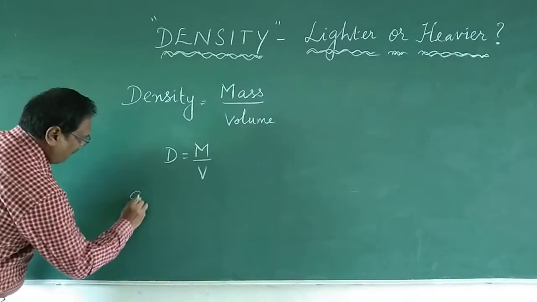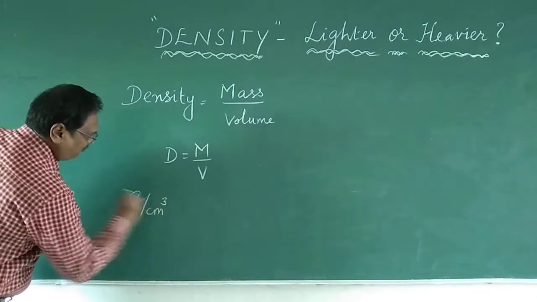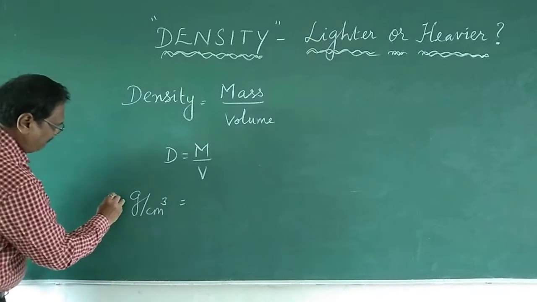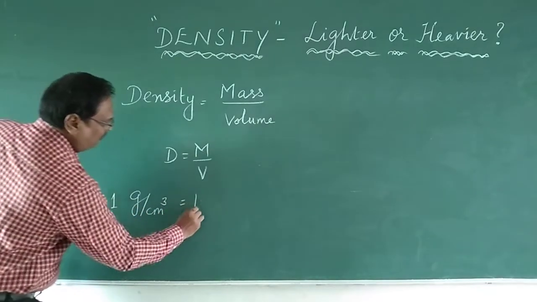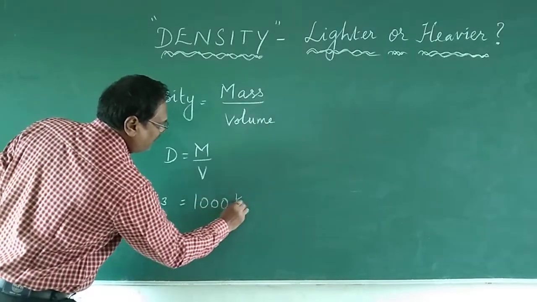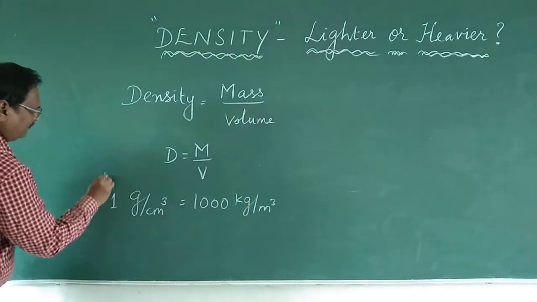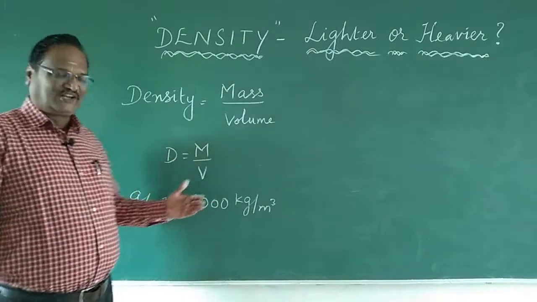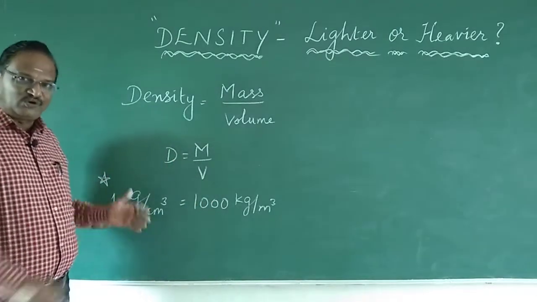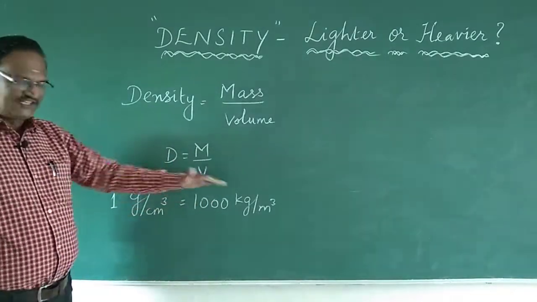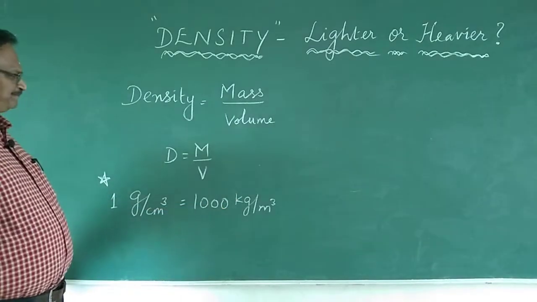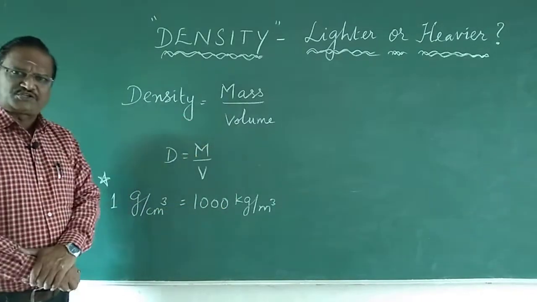And I say 1 gram per cubic centimeter is equal to 1000 kg per meter cube. Come on, you just have to learn it. When you come to higher classes, you will learn how to convert it. Don't worry about it now, just learn the equation. We know this much.